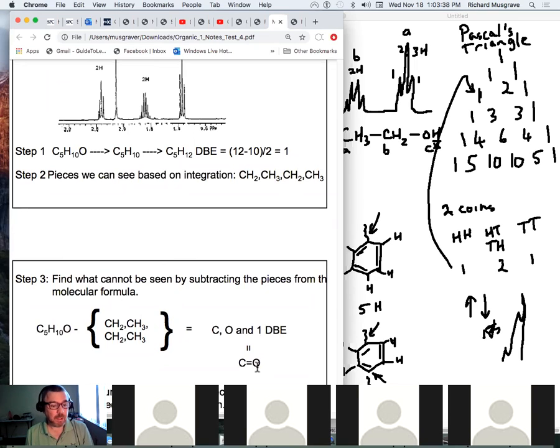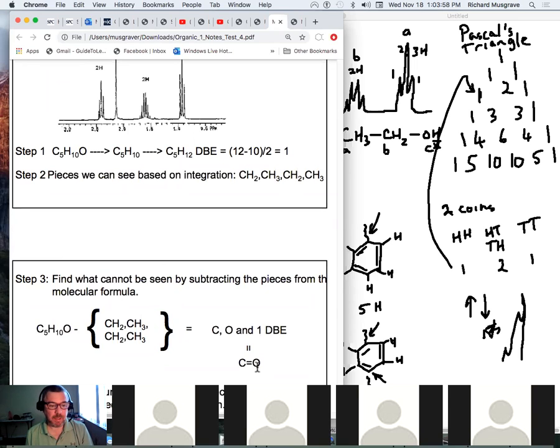Not necessarily. There could be an O between 2 C's, right? Yeah, that's a good point. But it's single bonded, so I don't think that necessarily follows. But when you've got a C and O and a double bond equivalent left over, then you can say you definitely for sure have a C double bond O. Okay, that makes sense. Thank you.